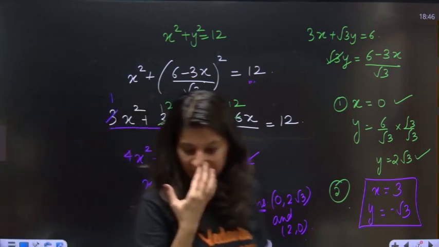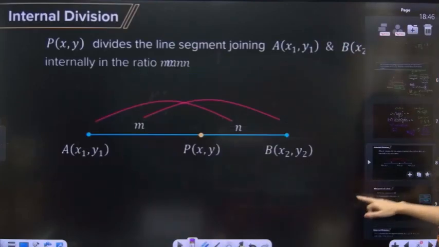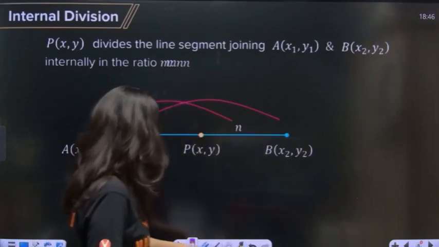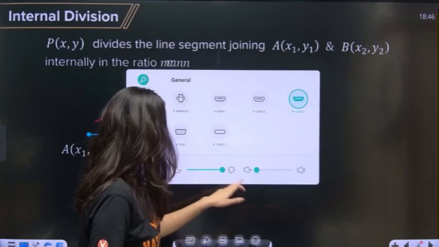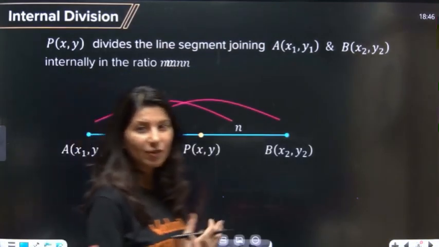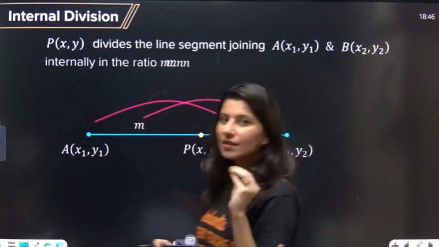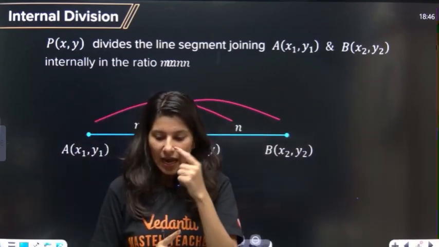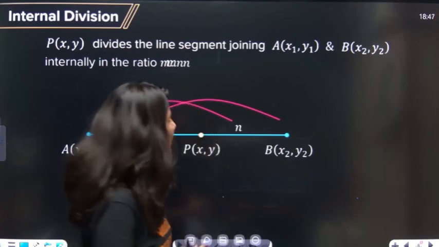All right. Let's move on to the next topic, which is nothing but internal division, or you can say section formula. So this is the topic, section formula. Okay, everybody. Now, what is a section formula? What happens in a section formula? So there are two things in section formula. First one is internal division, and the second one will be what? External division. Let's talk about internal division.